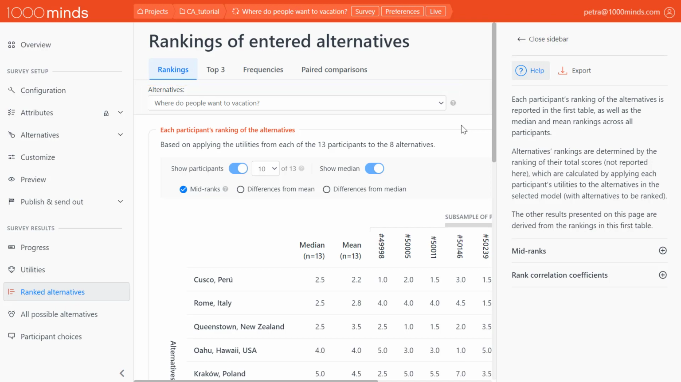So from all these charts, we learned that Cartagena and Cusco seem like very popular vacation destinations for this group of participants. But it would probably be better to have a larger and more diverse sample, as well as more alternatives, to make stronger conclusions. Then we can use this information to guide our decisions on creating and marketing vacation packages.